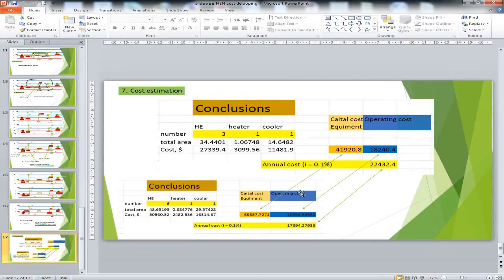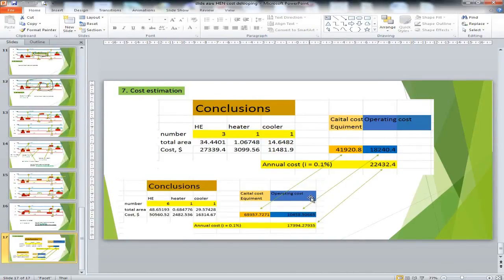How about the operating cost? Operating cost means more utility that should be supplied to the system. 3 plus 2 will be a lot higher. So when we combine based on annual cost, we found that 3 plus 2 is higher than 6 plus 2 by around $5,000. So this is the way to compare.